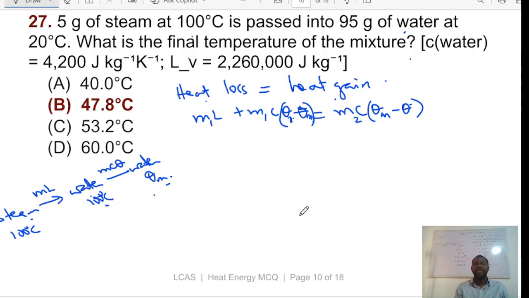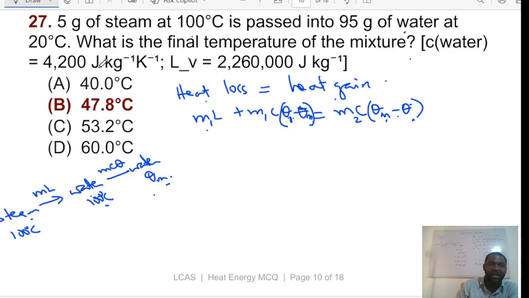If you are watching this, I expect that you have watched my previous video. That's the only way you can understand this. As long as there is heat loss, it is m c theta 1 minus theta m, that means the higher temperature minus the temperature of the mixture. Then here you are going to have the temperature of the mixture minus the lower temperature. Kindly note that.